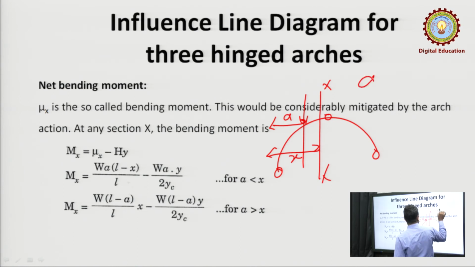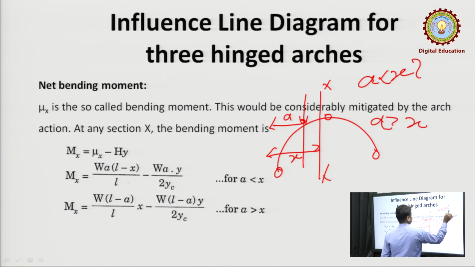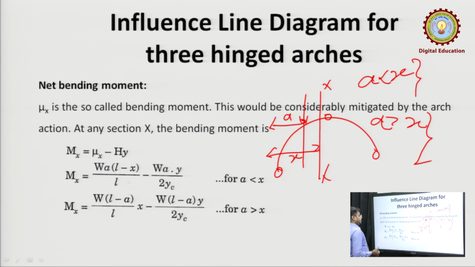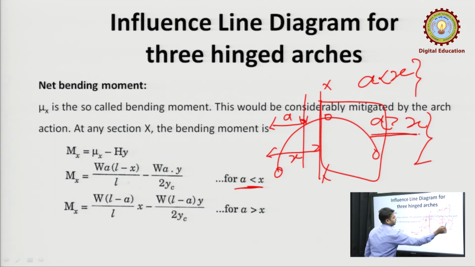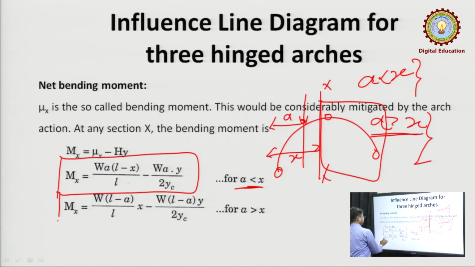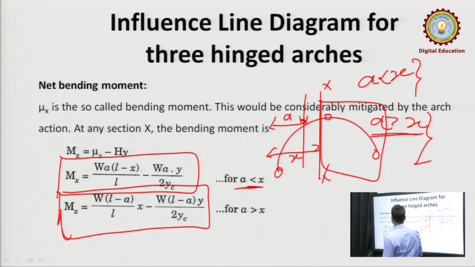First case is when a is less than x, and second case is when a is greater than x. When taking a less than x, we have to consider the right side of the section. When taking a greater than x, we will take the left side of the section. Because of that, we have two values of moments, one for the right side of the section and one for the left side of the section.